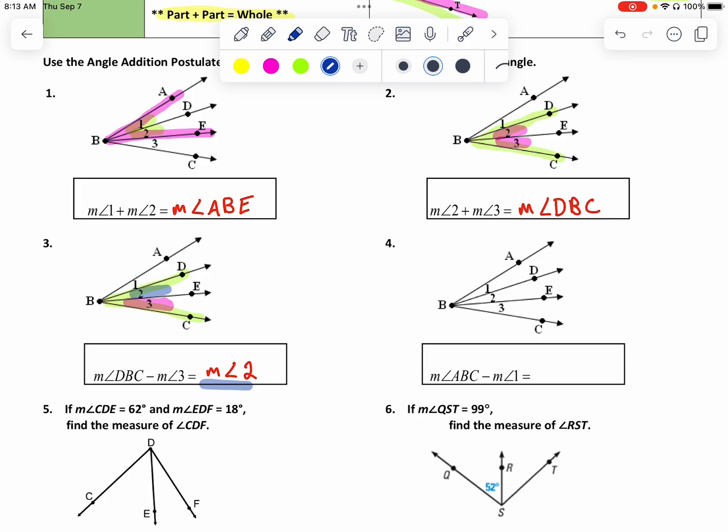Another subtraction problem. So they've given us ABC, so the whole big angle, minus the measure of angle 1, so minus this. So what's left? Well, what's left is all of this. So that's two different numbers, so we're going to have to use the points. So that'll be the measure of angle DBC.